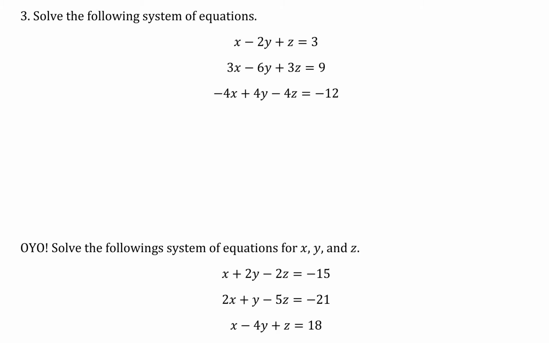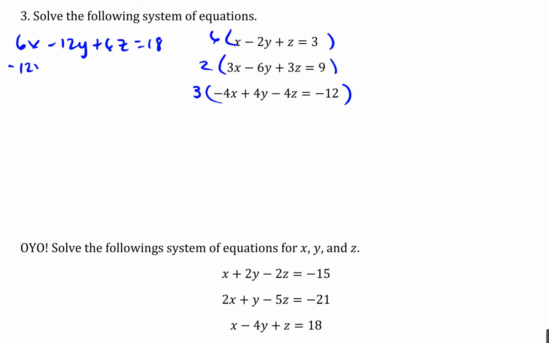So I see the y's. I have some positives, some negatives. I'm going to multiply this first one by 6, second one by 2, and the third one by 3. That's going to give me negative 12y's or positive 12y's. So if I choose to add the first equation to the last, the y's will cancel. So I'd have 6x minus 12y plus 6z equals 18. And I'd have negative 12x, just watch your signs, plus 12y, that's good, those will cancel, minus 12z is equal to negative 36.